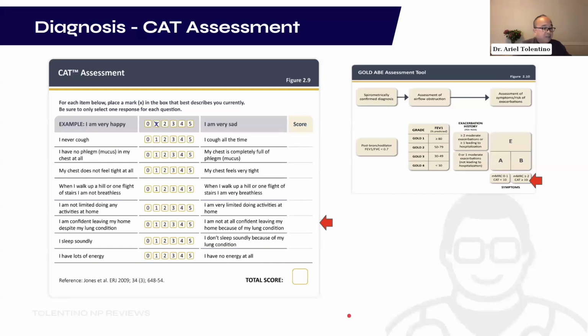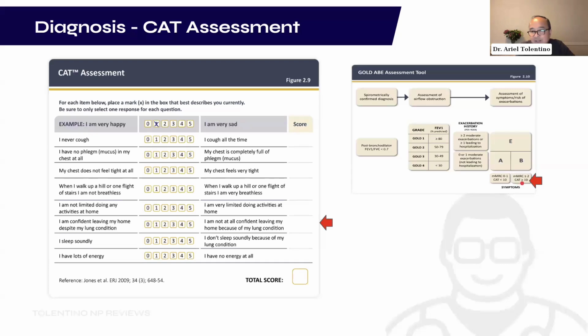With the next slide, we are now evaluating symptomatology. These are symptom tools, questionnaires that are accomplished by the patient. There are two tests that we will discuss. The first one is the CAT assessment tool, the COPD Assessment Test. The CAT assessment is projected onto this GOLD ABE assessment tool, located on the right lower quadrant.